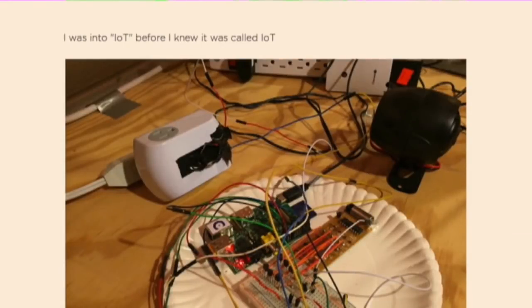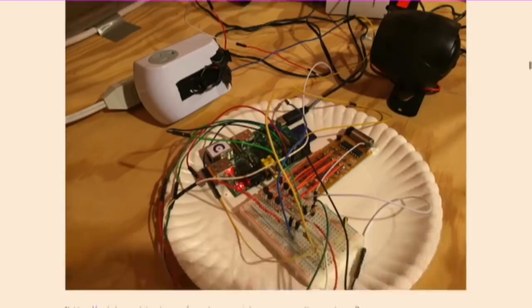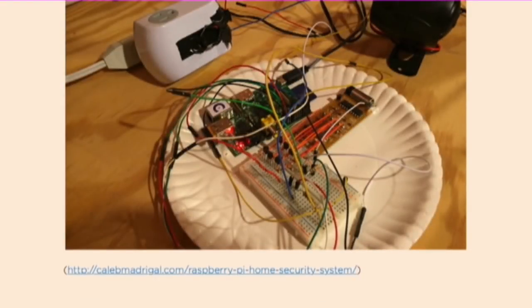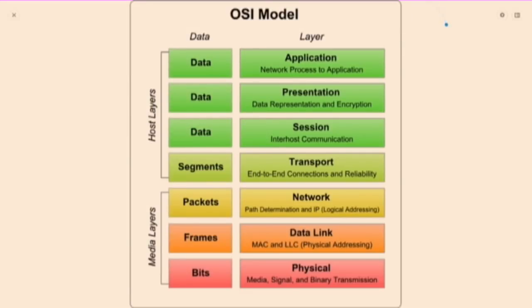A precursor to this talk: I got into IoT stuff before I knew it was called IoT. I did a Raspberry Pi security system. That was one thing that led me into this talk, and the other was that wireless hacking is fun. I've been doing different kinds for a while. I used to do TCP, layers 3 and 4, and then a little bit with SDR at the lower layer, and this talk is on layer 2, the data link.